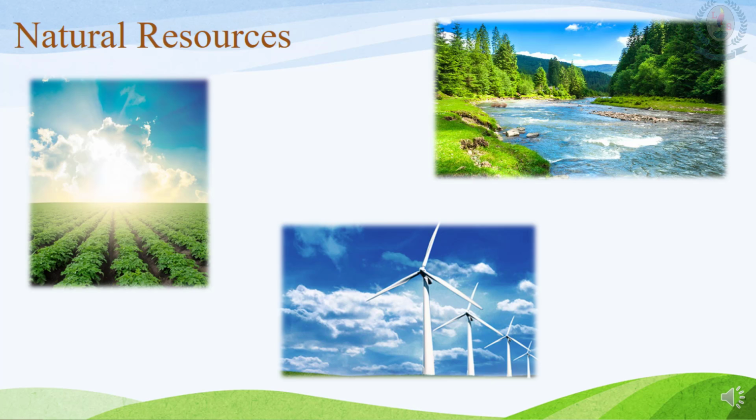The next natural resource is air. So we all know air is a very important natural resource. The air that we breathe contains oxygen. Oxygen is an important part of the Earth's atmosphere. Without oxygen, animals and plants would die.